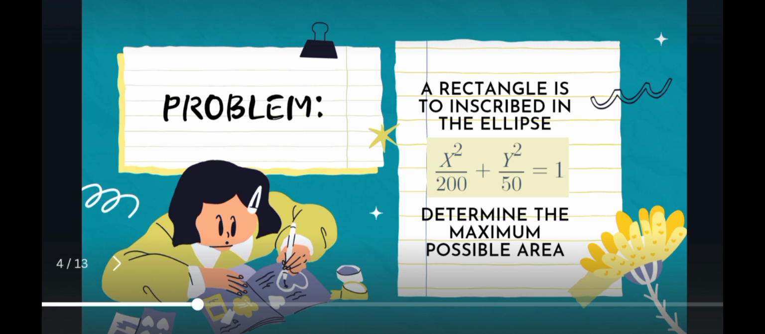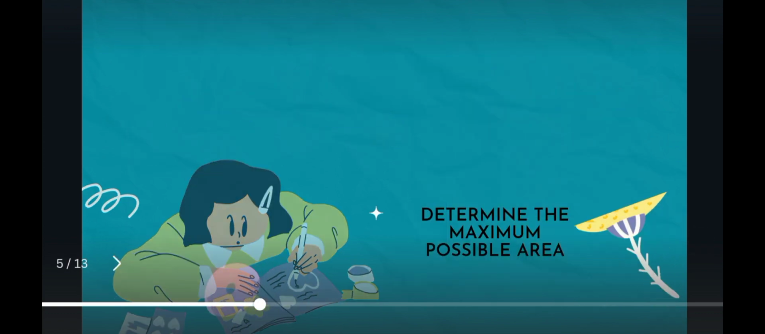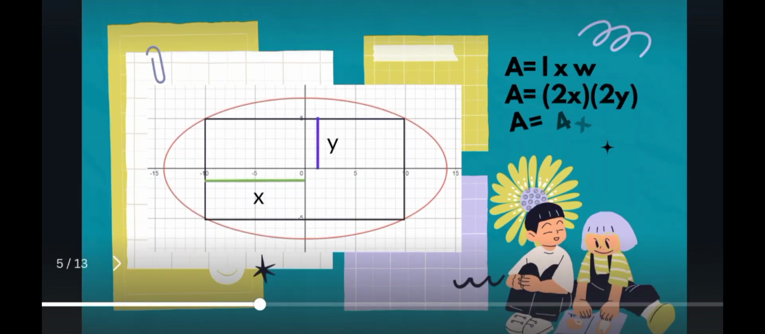Let's analyze first the given problem. It is said that there is an ellipse and a rectangle inscribed in it. The rectangle has unknown measurements which we have to determine so that we could get the maximum possible area. If we draw that ellipse, it will look like this graph. As you can see, the rectangle is inside that ellipse. Its four corners are touching the ellipse too. What we need to do is to find the maximum area of the rectangle.